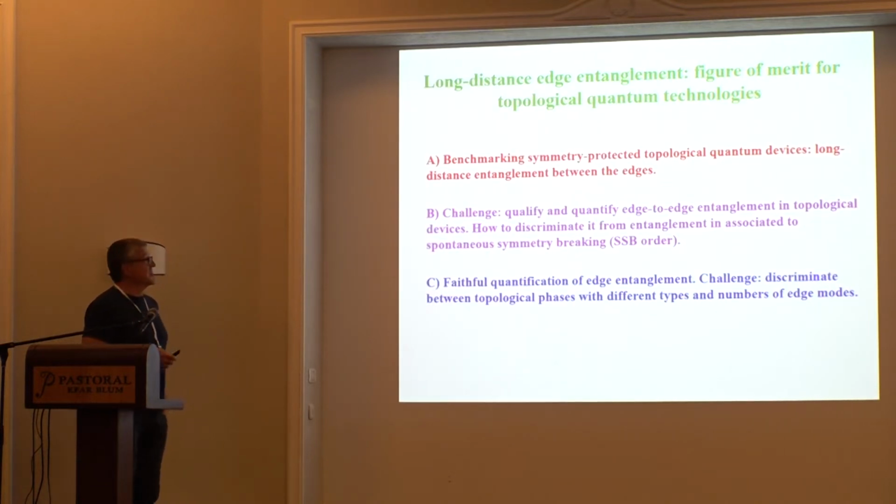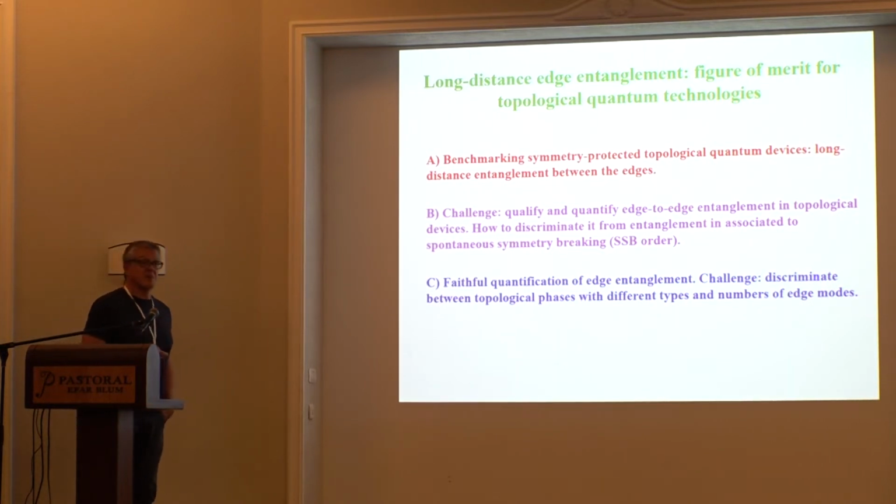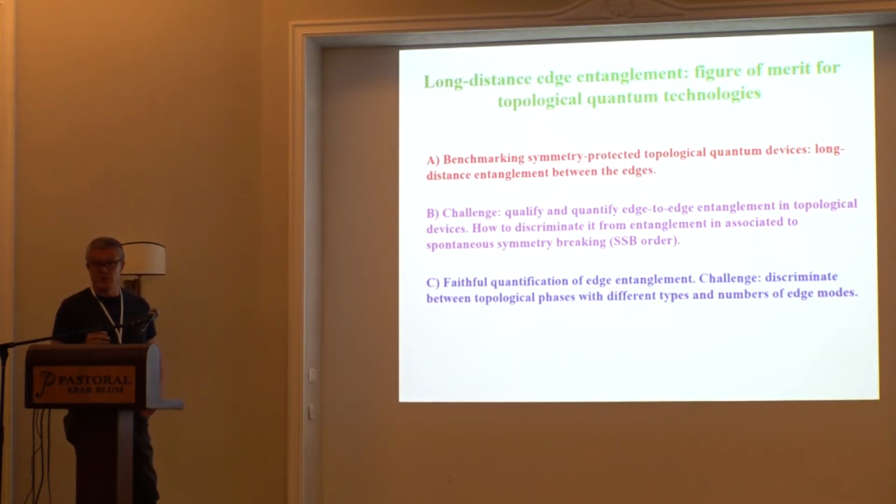Now, after this very brief introduction to the potentialities of topological phases of matter in quantum technology, let me discuss what quantum information tools can teach us about these potential devices. Here, the crucial ingredient is the long-distance entanglement between the edges of the system. And this kind of entanglement can benchmark a topological device and discriminate it with respect to different types of quantum devices based on spontaneous symmetry breaking and different phases of matter that are based on more common phenomena, which parallel classical phase transitions.